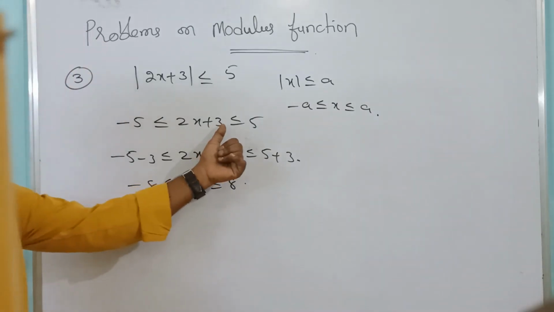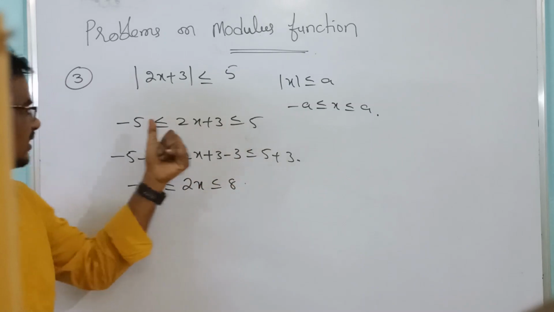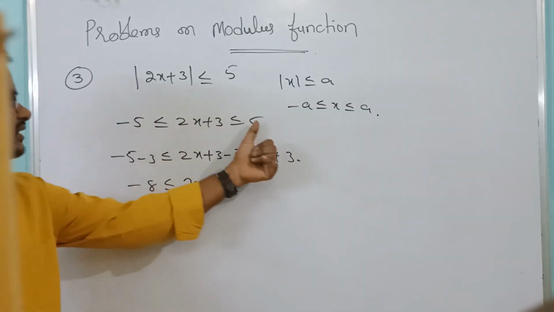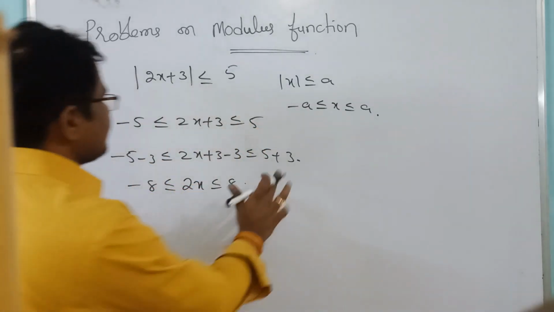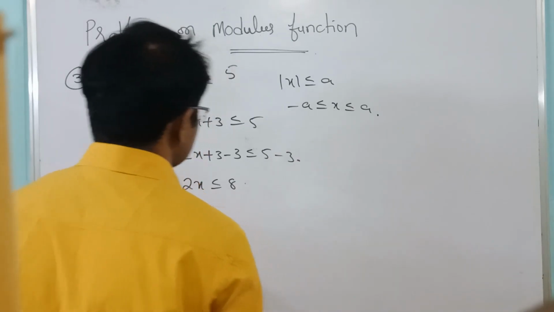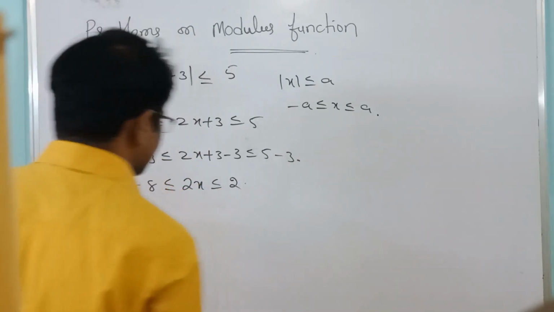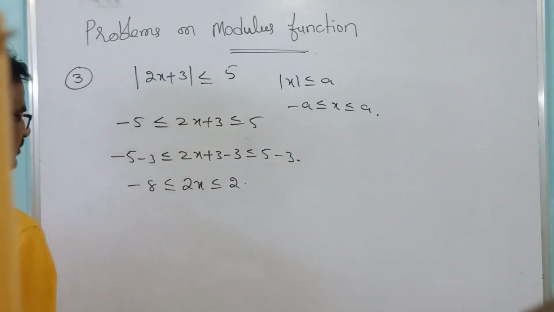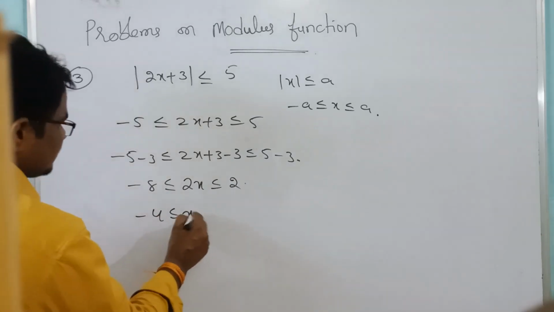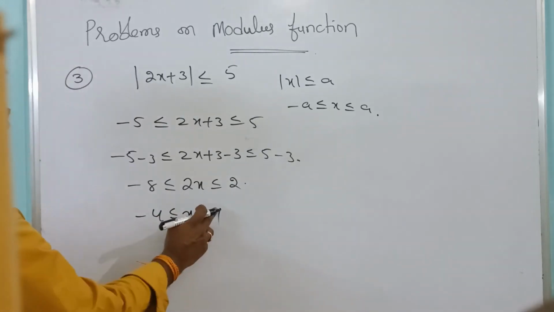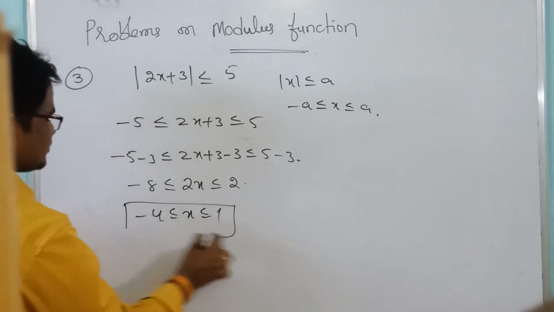Once again, see, minus 3 here, minus 8, and next here minus 3. So what you will get here is 2x. Now divide by 2. Minus 4 less than or equal to x less than or equal to 1. So this is our solution.